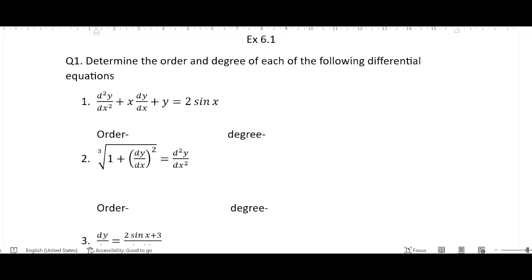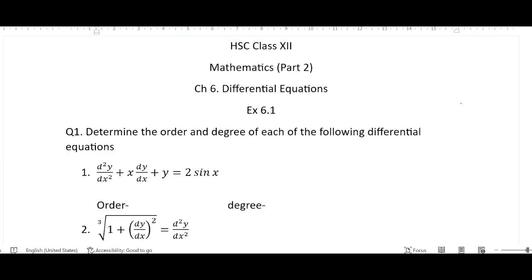In this video, we'll be doing question 1 from Class 12 HSC's Part 2, Chapter 6, which is differential equations. Differential equations are very easy for you guys if you have done differentiation. I'll just explain the basics to you once.